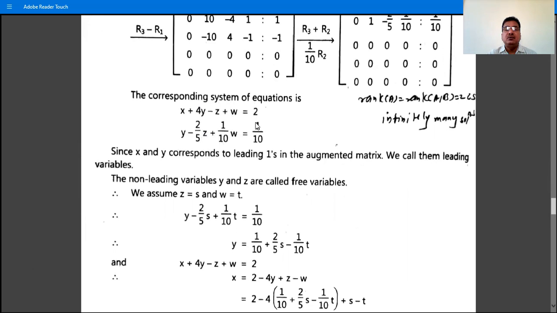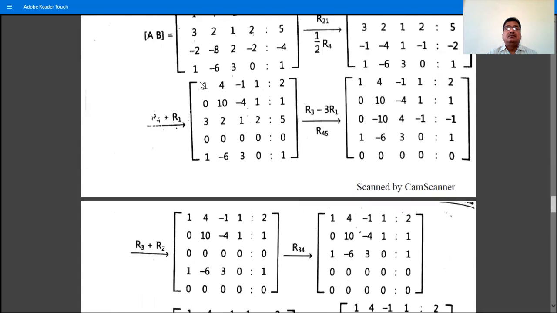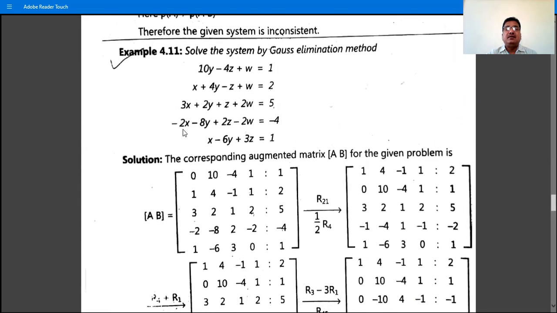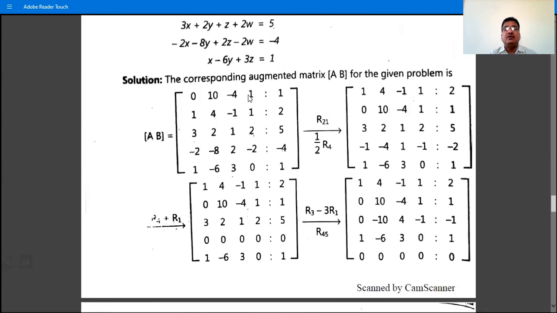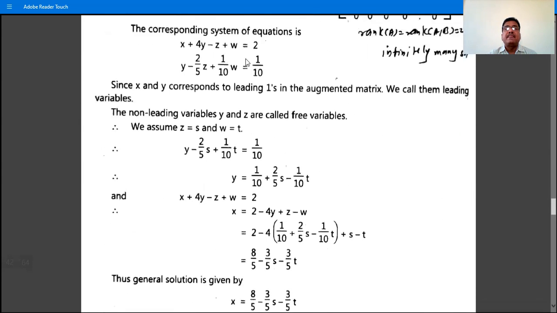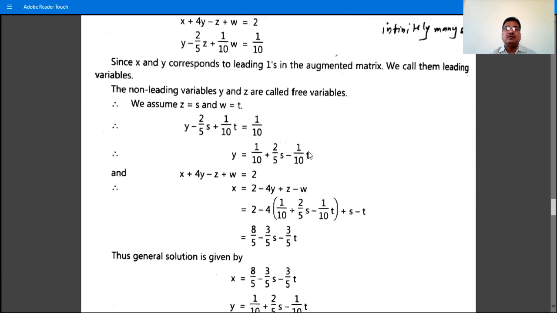We have 2 equations and 5 unknowns, so 5 minus 2, that is, we assign three unknowns. So we assume Z, W... X, Y, Z, W. So there are four unknowns only, not five unknowns. So assign two unknowns. We have two equations and four unknowns. The number of variables is four. So assign two. Suppose Z is S and W is T.